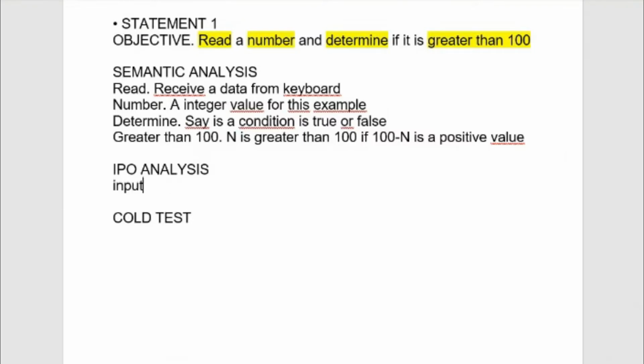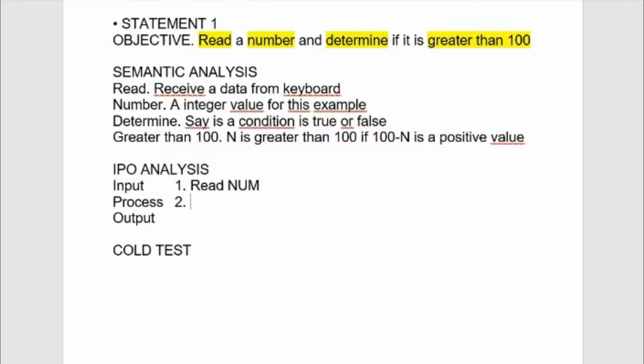Now let's see the IPO analysis. Okay, input, process, and output. So, number one, look at the objective. Read a number. What does it mean? Okay, you need a number. So you read a number and store it in a variable named num. So you only have to write read num. Okay?